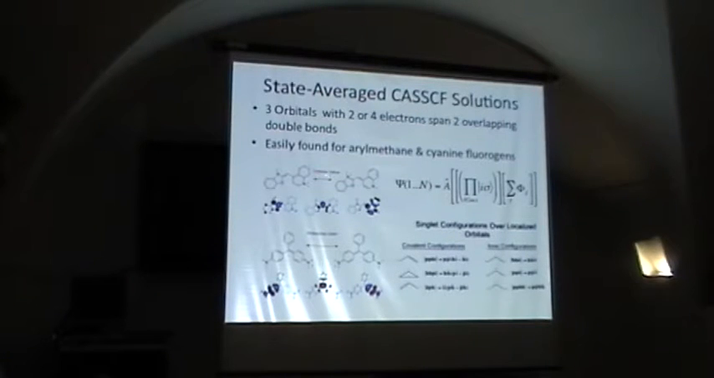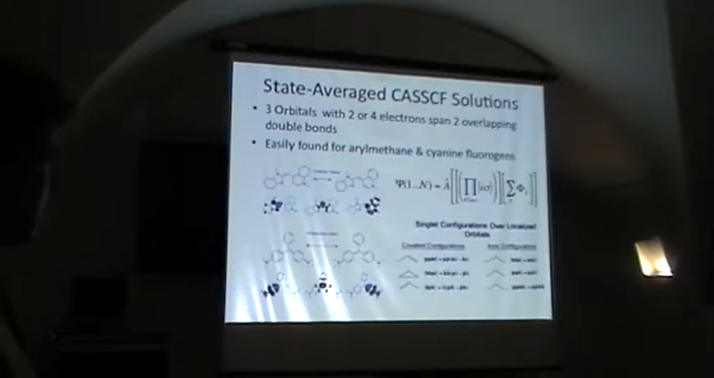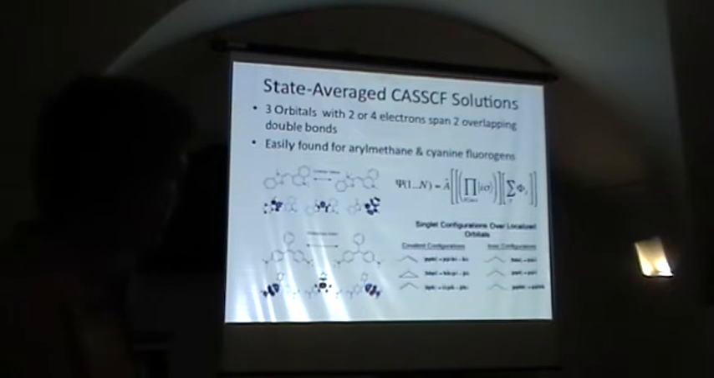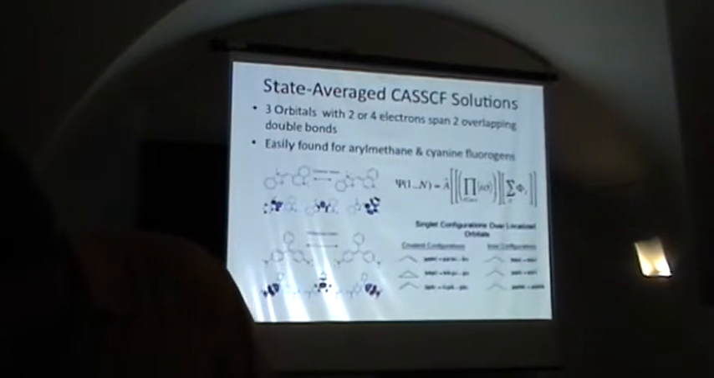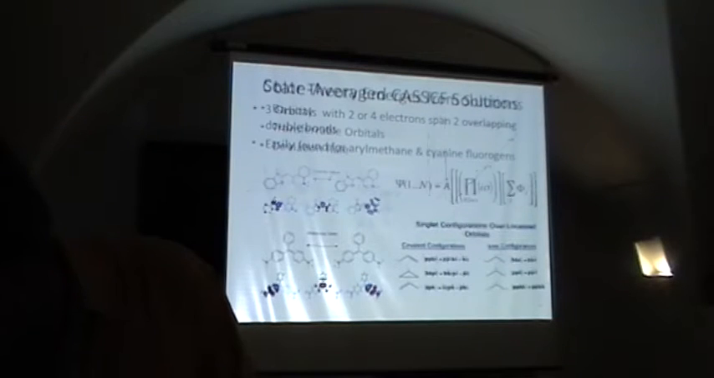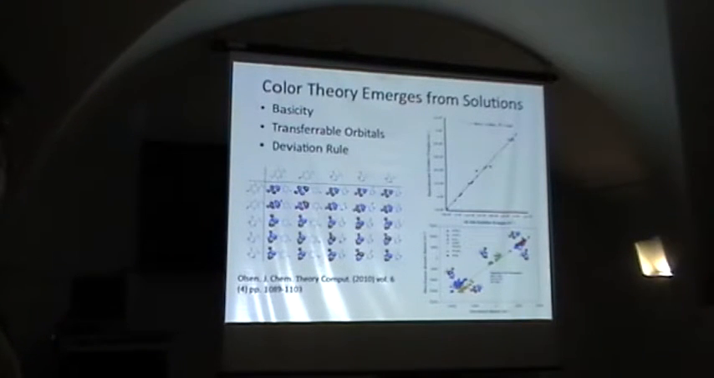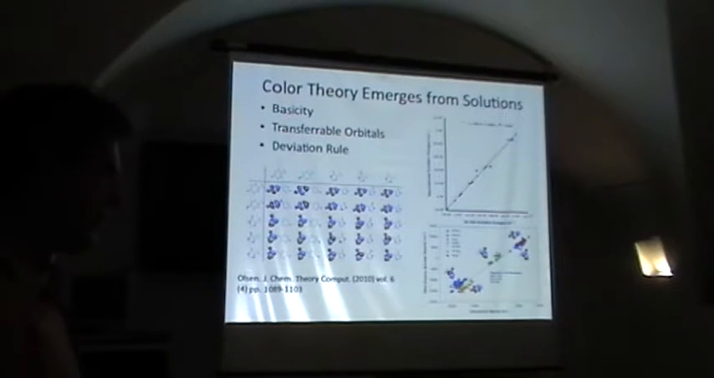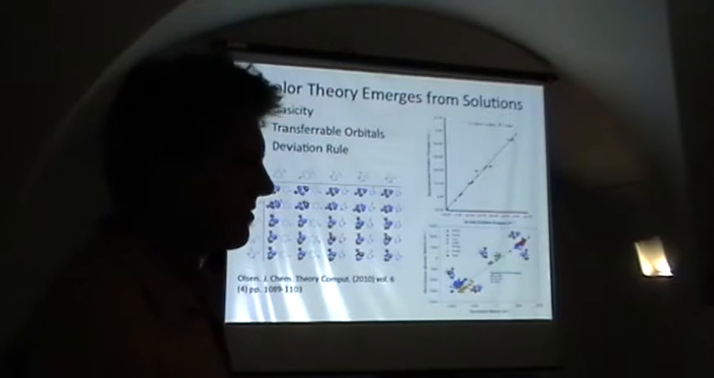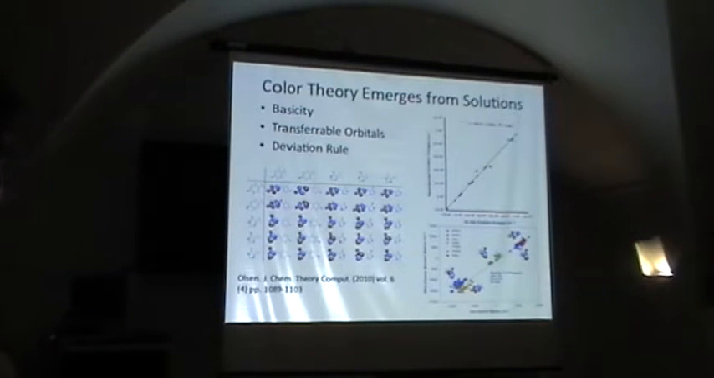This appears to be extremely general. Here's malachite green, here's oxazole yellow. Oxazole yellow is the dye that becomes fluorescent when it binds to DNA. I've investigated this for several dyes, and you always appear to be able to find the solution if you look for it. This solution is the color theory that was described by Platt and Brooker in the middle of the last century. In particular, the fact that the orbitals are approximately transferable.